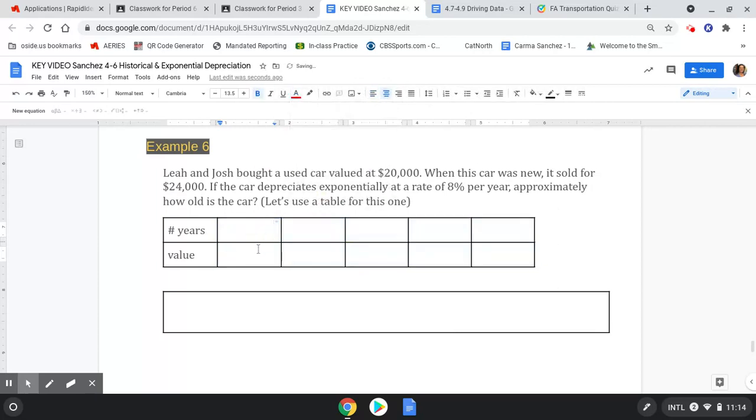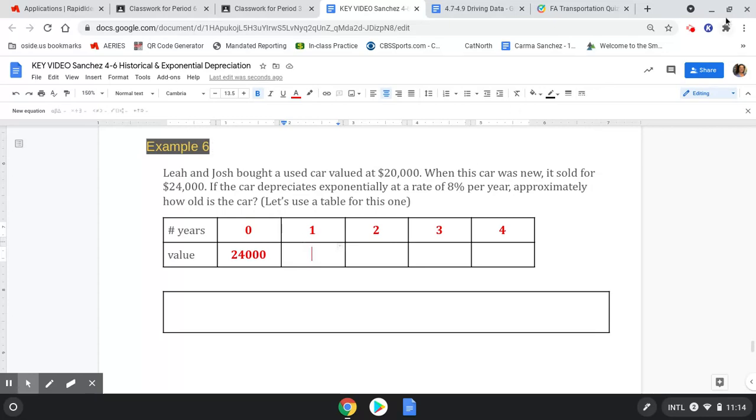Okay, so in year 0, in year 1, in year 2, in year 3, in year 4, the car's value was $24,000. And they bought a car at $20,000. So how old was it? So now we're just going to go down at that rate of 8%.